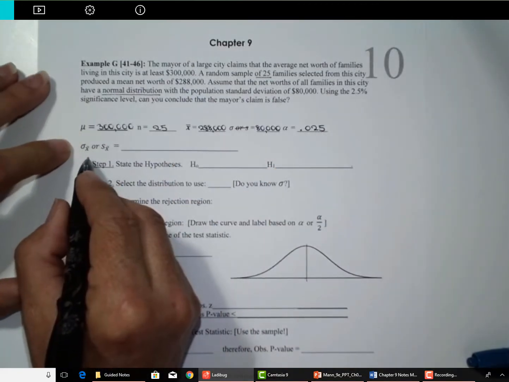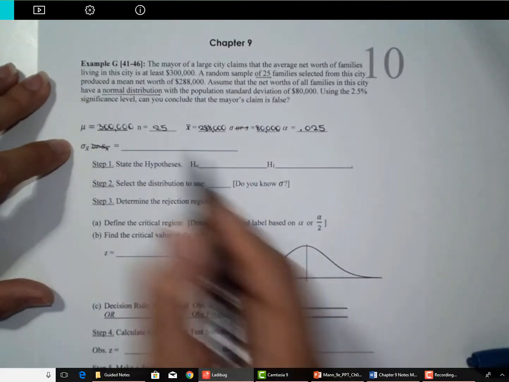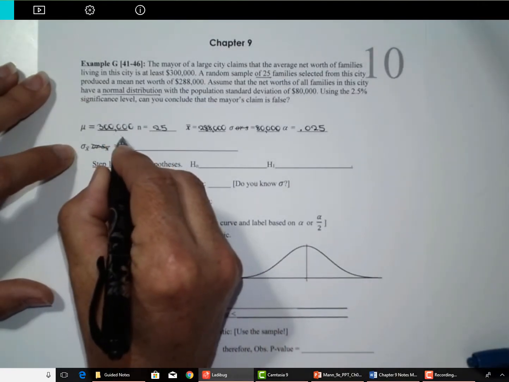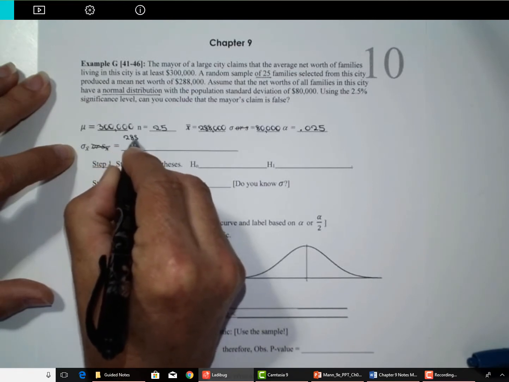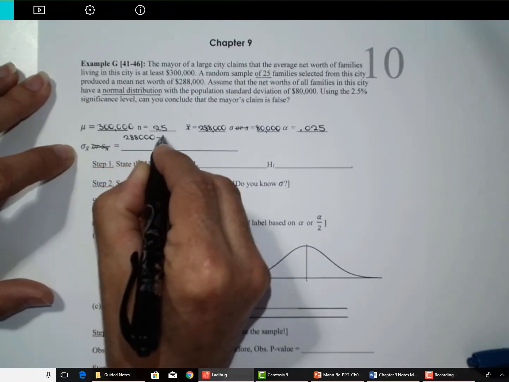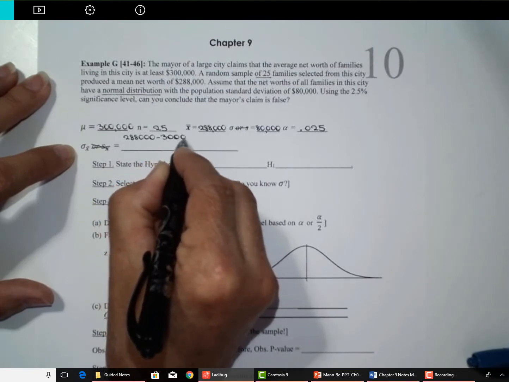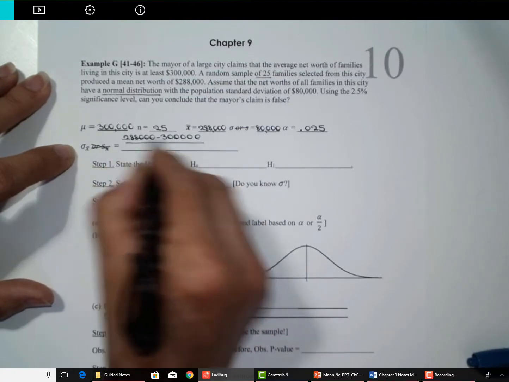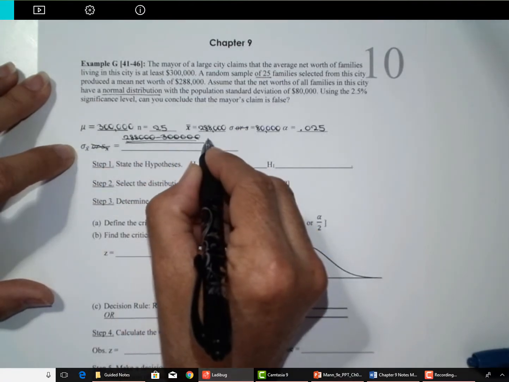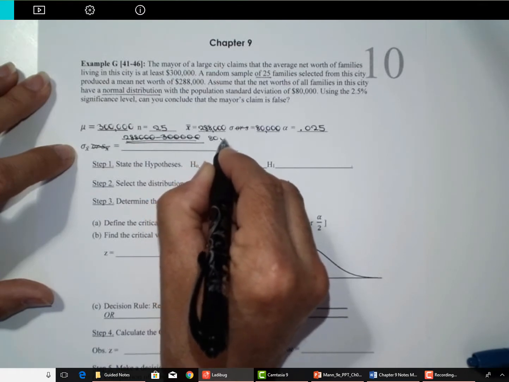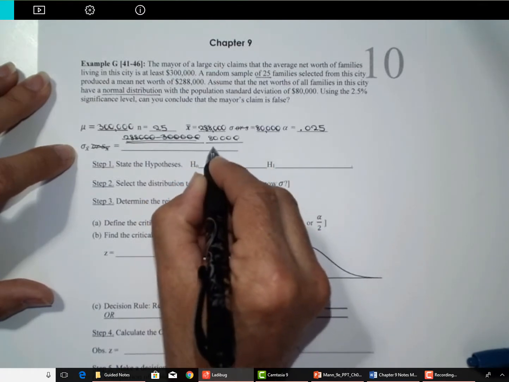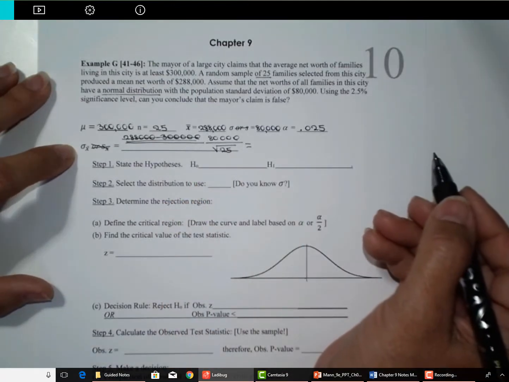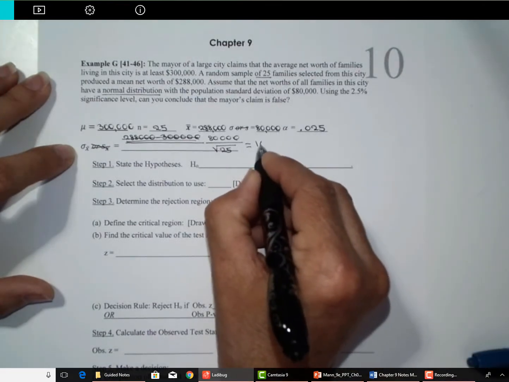We'll go ahead and do this calculation because it's easy, and we know we're going to need it later, and it is the standard deviation of X bar. We'll take the standard deviation of the population and we'll divide it by the square root of the sample size. So really we're taking 80,000 and dividing it by the number 5, and we come up with 16,000.